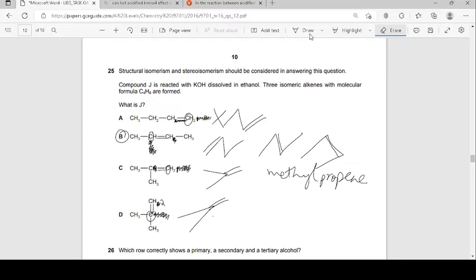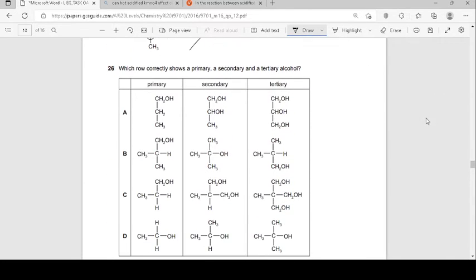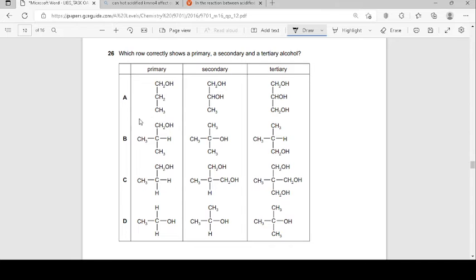Alright? Next question. Which row correctly shows a primary, a secondary, and a tertiary alcohol? So over here I have a carbon with an OH attached, right? And now to this carbon I have 1 atom attached directly. So that means it's a primary alcohol. So that is right. Over here again I only have 1 atom, so this is primary as well. Over here I have 1 atom directly attached again, so that's primary alcohol. And over here to this carbon atom I have 1 carbon atom attached directly, so that is again a primary alcohol.